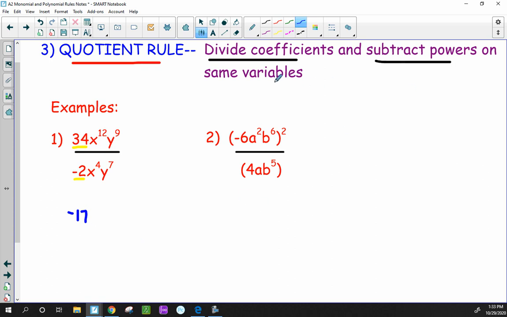Then we're going to go with the variables, and we're going to subtract the powers. The top one has 12, and the bottom has 4. So when I put those together with a quotient, that's 12 minus 4, and so that's going to be x to the 8th. Then I'm going to drop my y term down, and I'm going to do 9 minus 7, and that's going to be 2. And just like that, there's my answer.